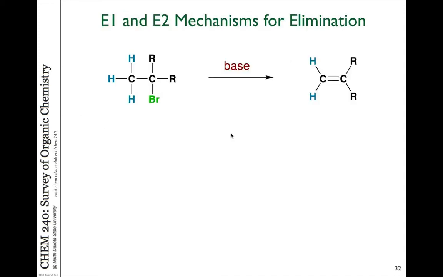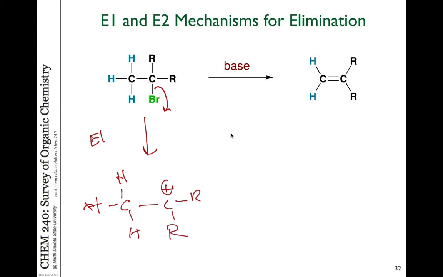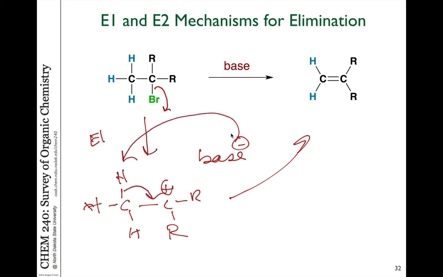Well, the elimination of HBr from an alkane can occur via two different mechanisms. In a two-step process, or the E1 mechanism, it's exactly the same first step as an SN1 process. The bromide bond breaks to form an intermediate carbocation, and that carbocation then can undergo elimination of an adjacent hydrogen with the base, whatever base we are using in the reaction, to take the hydrogen off and form the double bond. And in this case, this two-step process has, again, as the rate-determining step, just the formation of the carbocation by loss of the halogen. The base is not involved in the rate-determining step.